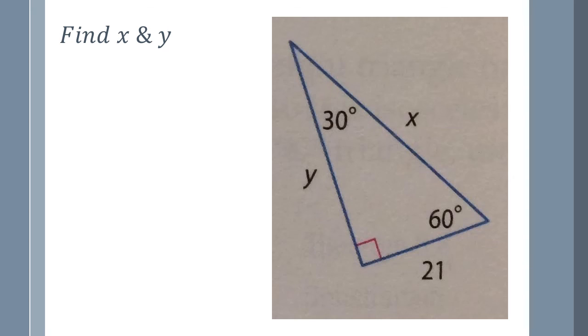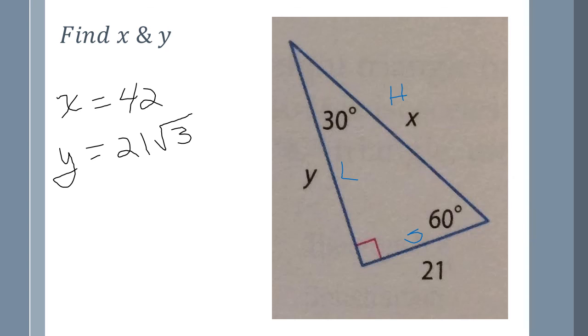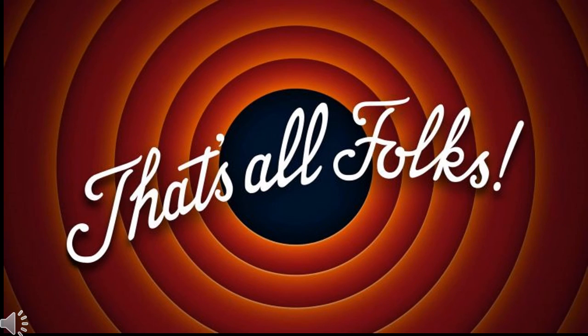All right, over here, let's label our parts again. We've got our hypotenuse, we've got the long leg, and we've got the short leg. Hey, we're given the short leg, so this is easy, easy, easy. So x is twice the shortest leg, so 42 is x, the hypotenuse. The longest leg is the square root of 3 times the short leg, so 21 square root of 3. That's all, folks.